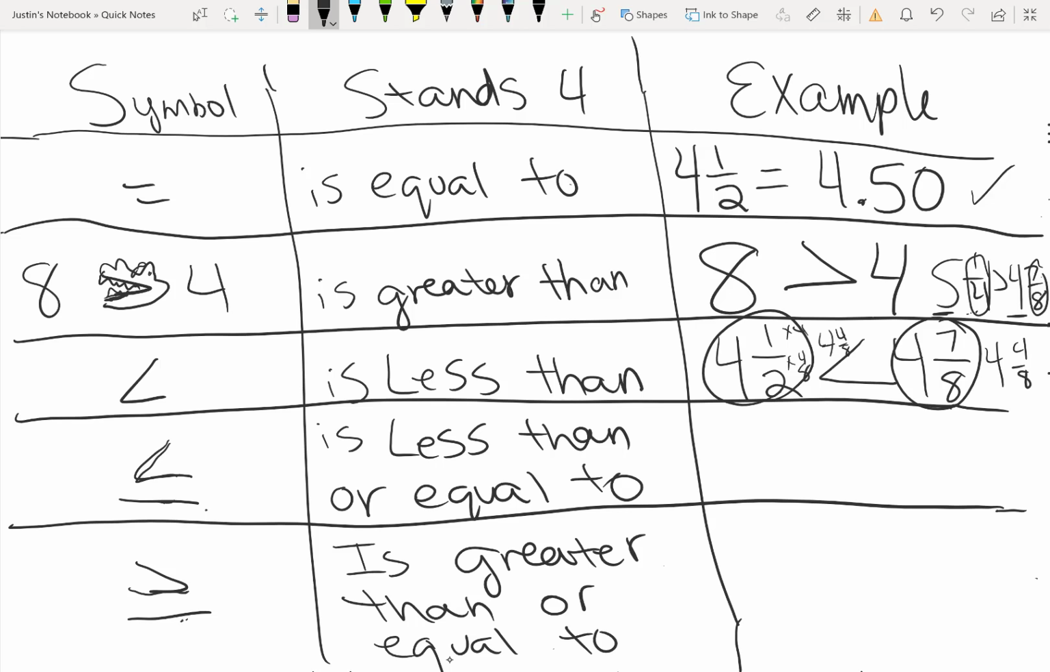Alright, let's look at the part that says it's less than or equal to. So you could put 4.